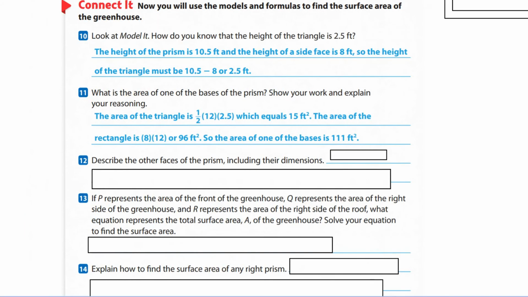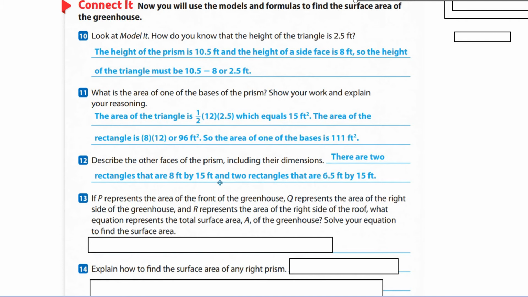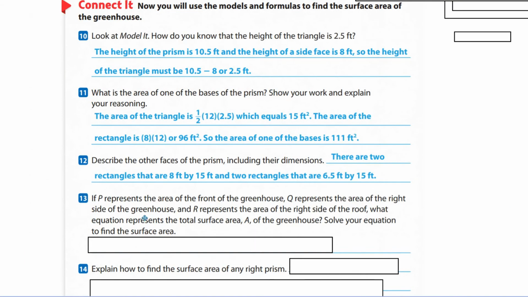Okay? Question 12. Describe the other faces of the prism, including the dimensions. Well, there are two rectangles that are 8 feet by 15 feet, and two rectangles that are 6.5 feet by 15 feet. And we went through that right here. And you should explain that the right side and left side are 15 by 8, and the top right roof and the top left roof are 15 by 6.5. Okay? And question 13.